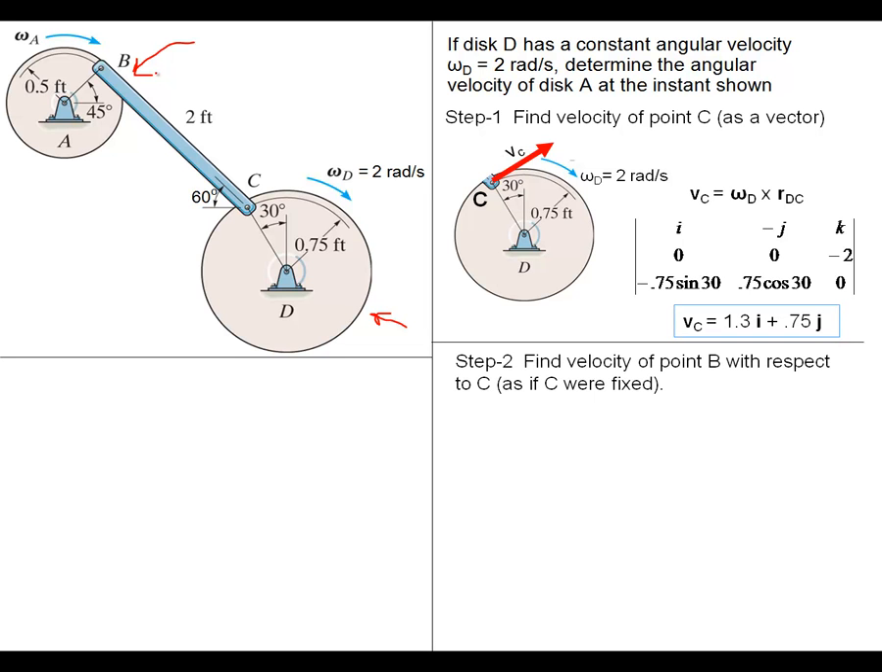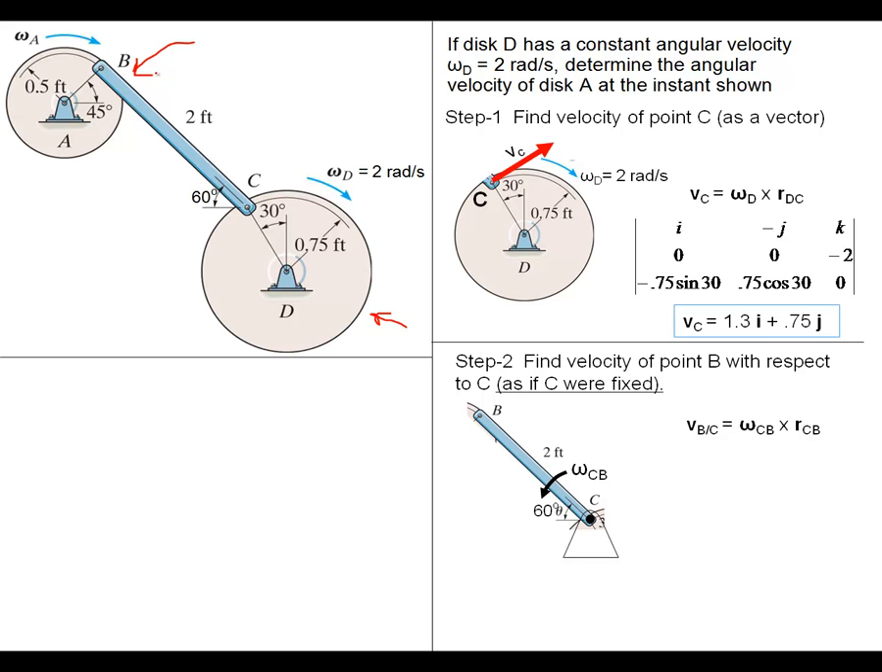Okay, now let's do step 2. Now let's find the velocity of point B with respect to C, or in other words, as if C were fixed. So we're going to draw this rod, and we're going to pretend that C is fixed. We're just going to pretend that it's just a pin connection at C and it's fixed. And what if the rod were rotating with that omega rod CB? Then how fast would B be moving? Now this is only the velocity of point B on the rod if the rod were fixed. So this is only the rotational component.